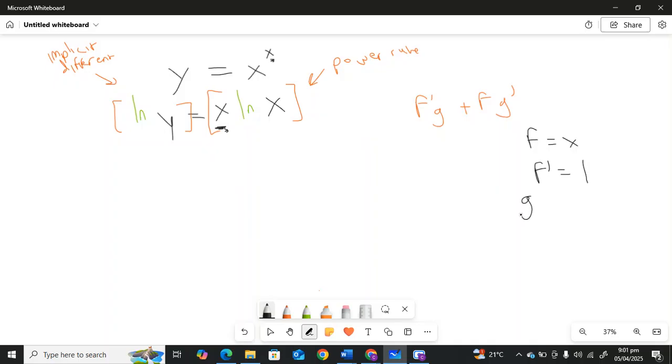Our g, in this case, is the natural log of x. So our g prime, when we derive, remember when you're deriving a natural log, you get a fraction as the answer. In the numerator, you differentiate whatever you're given. In this case, we've been given an x. So if we differentiate x, that gives us a 1. Then in the denominator, you leave the expression as it is. So this x here will come in the denominator, 1 over x.